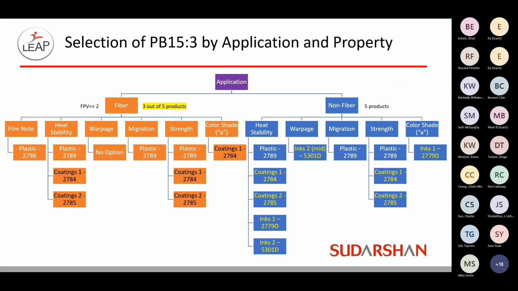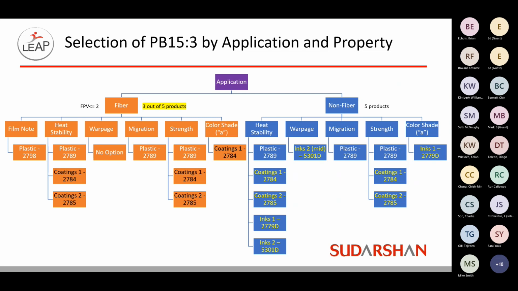Continuing in the theme that I've used throughout the presentation, taking a look at the Pigment Blue 15.3. Again, the same process. What is your application? If it's fiber, 3 out of the 5 products that we looked at are options for you. Then again, just like we've done before, it's a deeper dive into that application area. If it's going into more of a film property, your best choice is the plastics grade, the 2789. There's a typo there. If it is heat stability, the 3 grades that are appropriate for fiber are also okay.